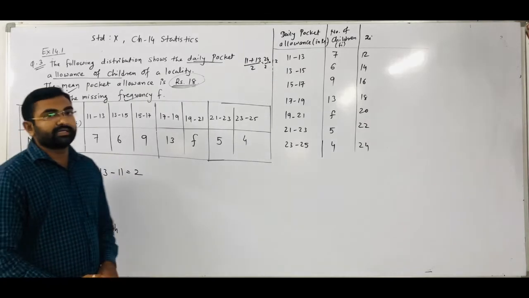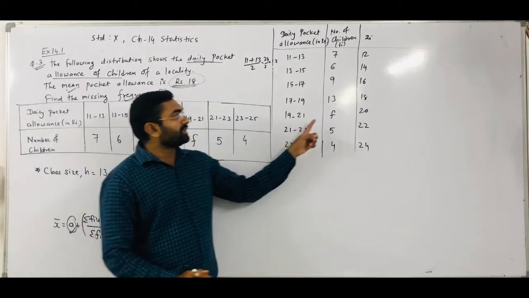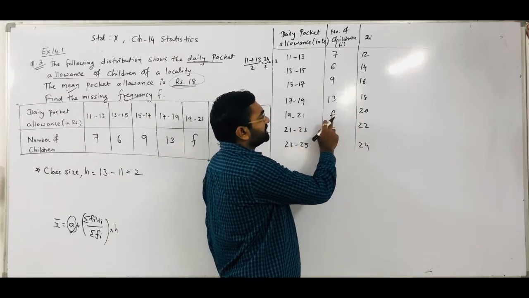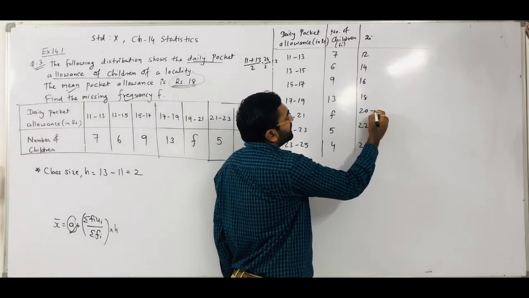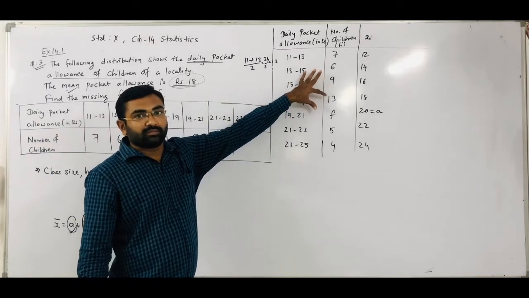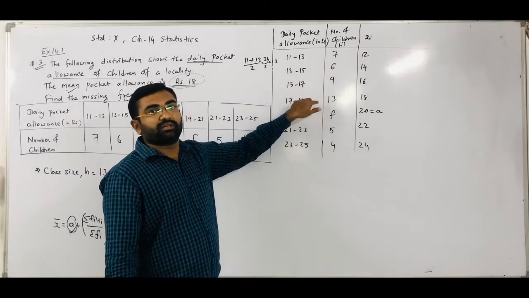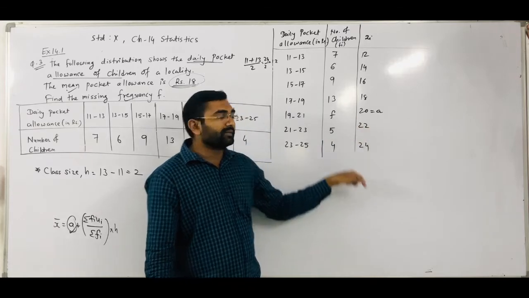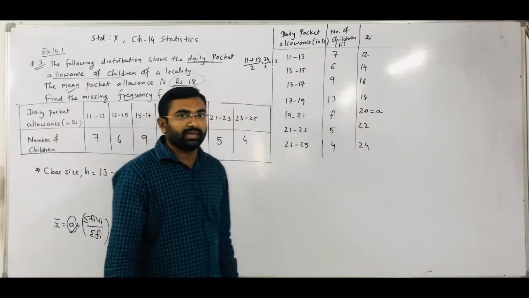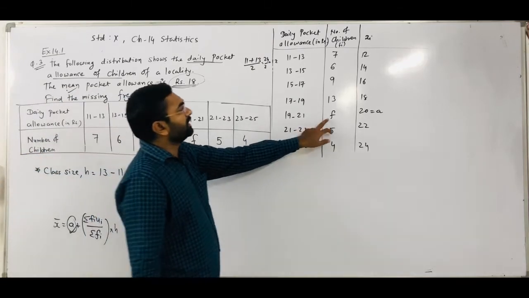After writing the xi column, we have to assume a value. Which value do we take as a? Remember this: whenever a missing frequency sum is given, whichever class has the missing frequency, its xi value you have to assume as a. Here f is given in that class, so that class's xi value we assume as a. Sometimes they may give two missing frequencies; in that case you can take the xi value of either one as a. So remember, we take a as the xi value of the class whose frequency is missing.